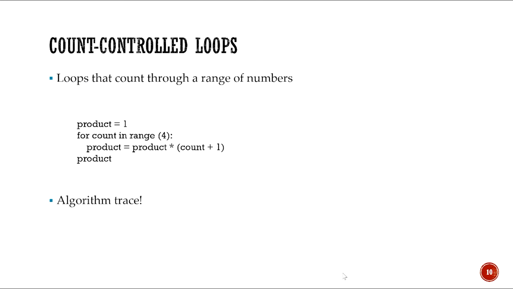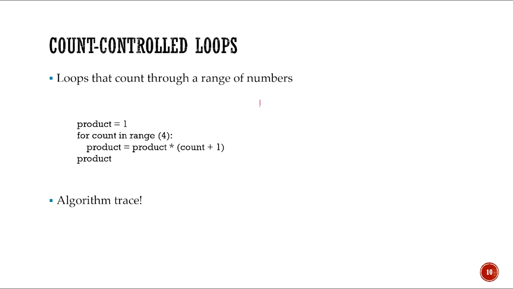So here's another example, a loop that counts through a range of numbers. This piece of code has 4 lines of code. It looks pretty straightforward, but we would like to know what mathematical function is related to this piece of code. To do that, we use the algorithm trace technique. Algorithm trace is a technique to manually verify that an algorithm is working properly and also understand the logic. So to do that, for each iteration, we update the values for variables.